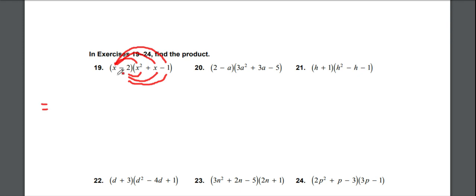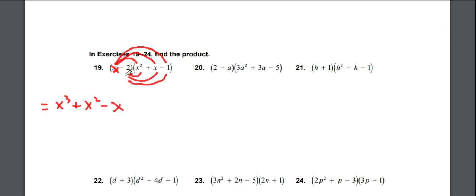X times x squared, you want to add the exponents. The exponent of the x is technically a 1, even though it's not written in. So x times x squared is x to the third, or x cubed. Then x times x is x squared, and that's a positive x squared. You need to make sure you're keeping track of each of the terms that you're multiplying. Now I multiply x by negative 1, and that's negative x. So we're actually done distributing the x. If it helps you, maybe you just cross it out to know that you're not going to use that anymore.